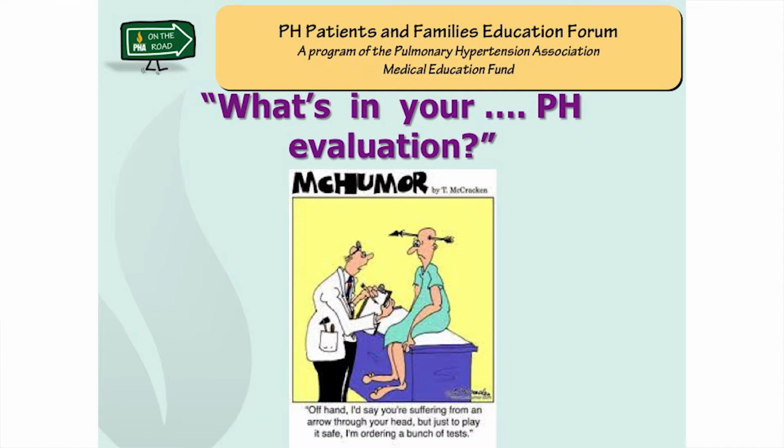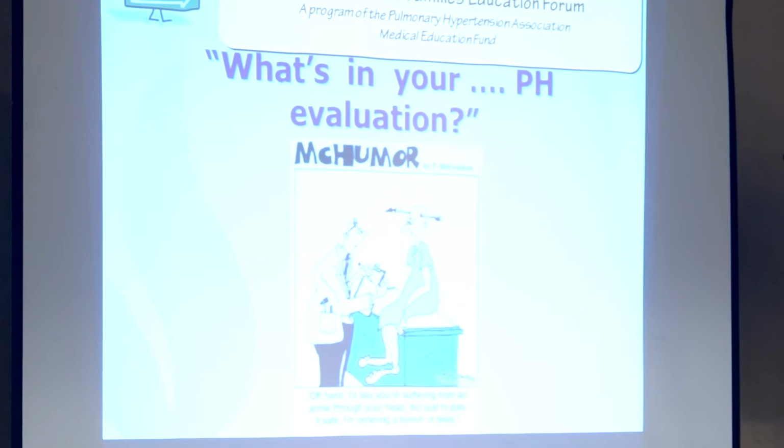So I like this slide. It says, offhand, I'd say you're suffering from an arrow through your head, but just to play it safe, I'm ordering a bunch of tests. At the end of a history and physical examination, a doctor like Dr. Pugh, Dr. Robbins, or me may have a good idea of what you have, but just to be 100% sure, we're still going to order a bunch of tests, even if you do have an arrow through your head, just to be sure we haven't missed anything, because we are human and imperfect. It's not always quite this easy, actually.